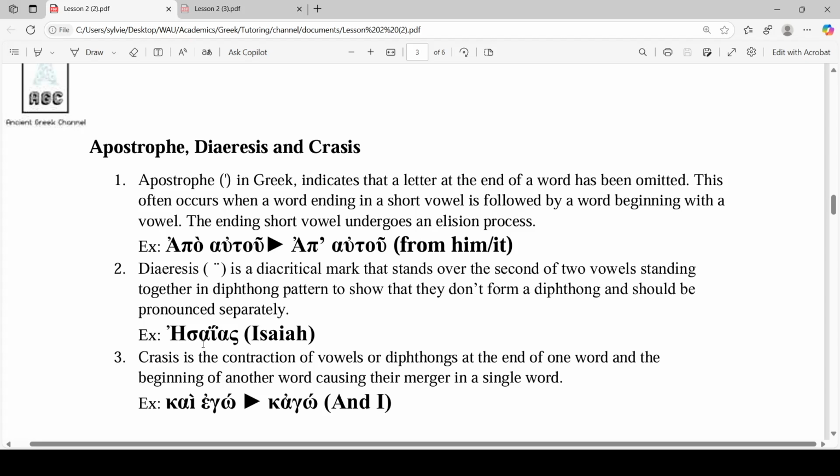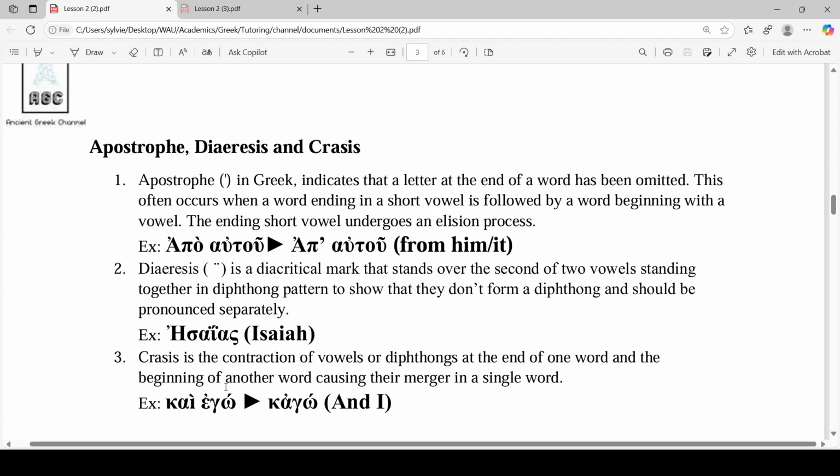In a normal case, without the diaeresis, this word that means Isaiah, the prophet Isaiah, would have been pronounced Isaias and would have had 3 syllables. But because of this diaeresis sign, it will have 4 syllables. A, sa, y, as. Okay? So the y, the iota, stands by itself as a syllable.